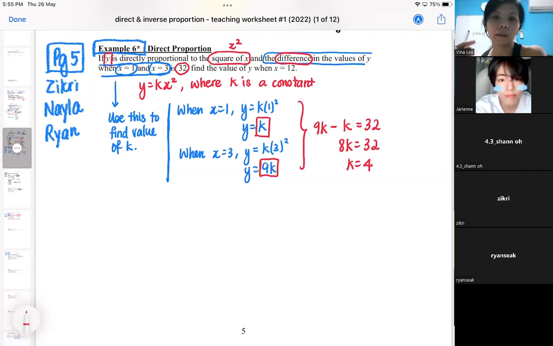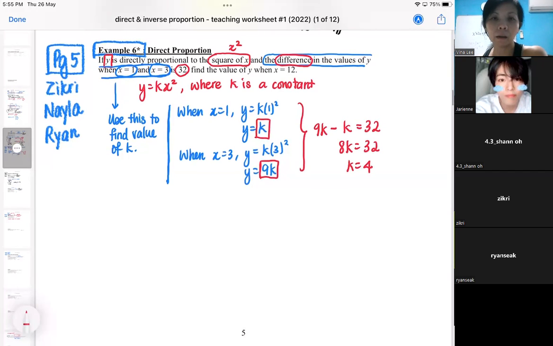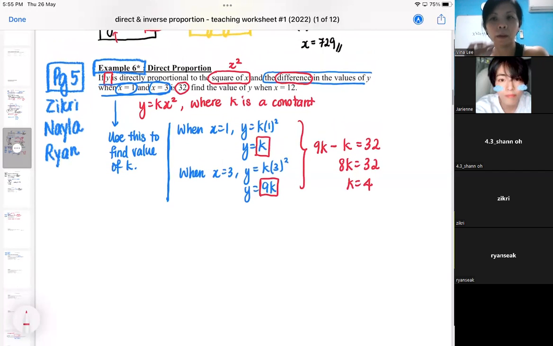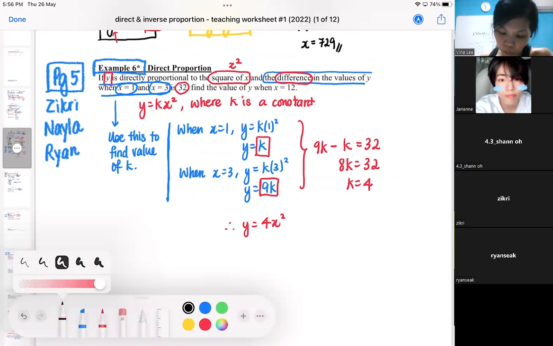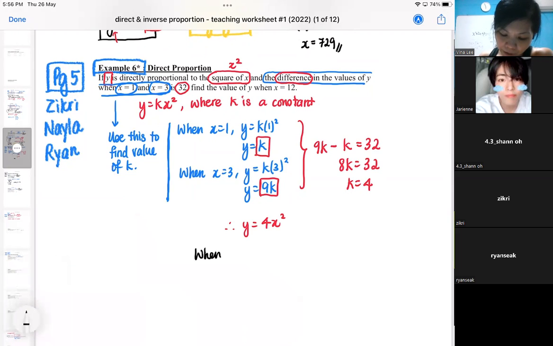So you realize this time around, they didn't tell you how to find k directly. They phrase it in a different way for you to find the value of k. But you are still going to get a main equation, and you're still able to find the value of y when x is 14, x is 12, sorry.